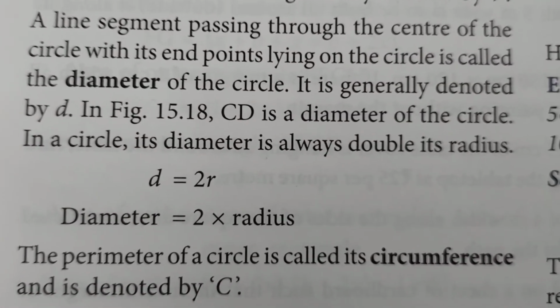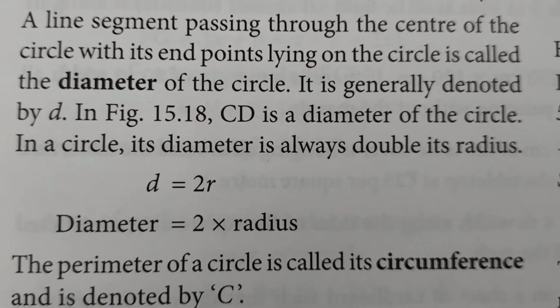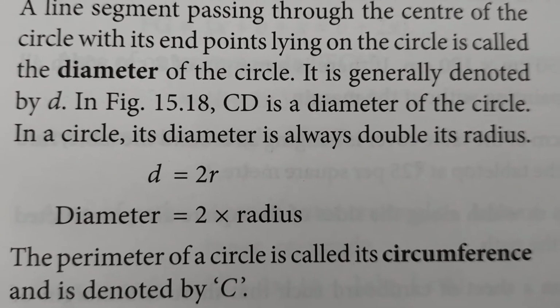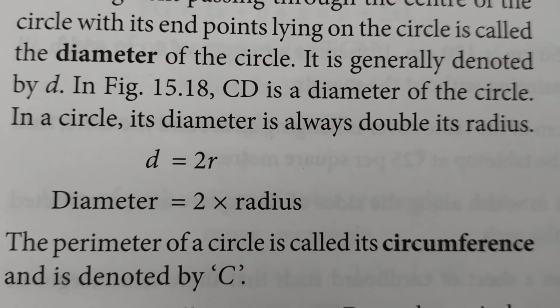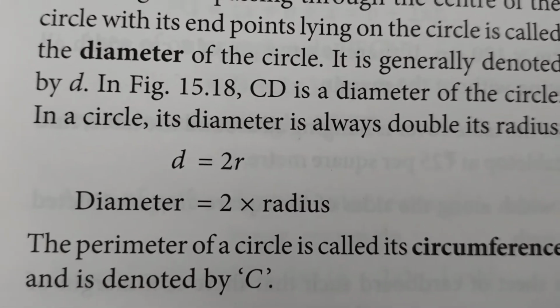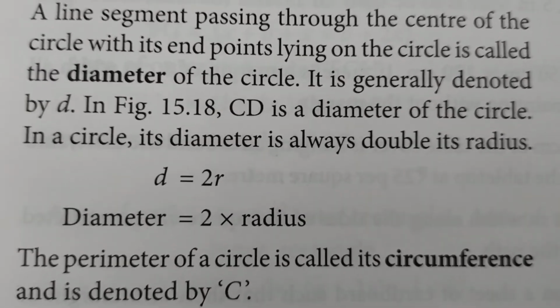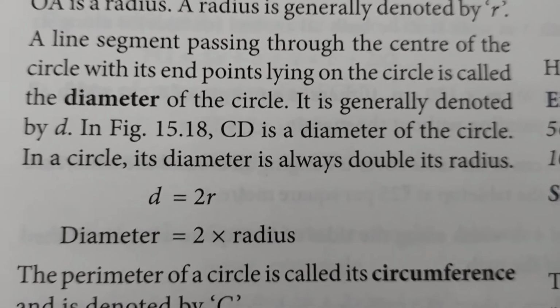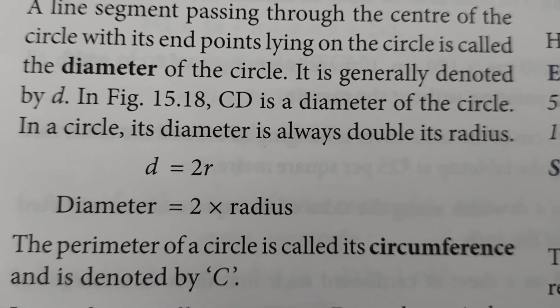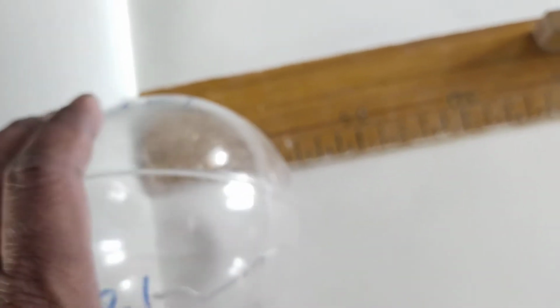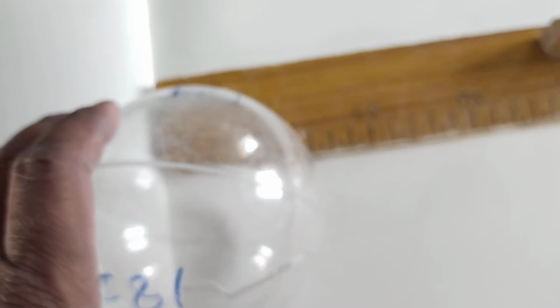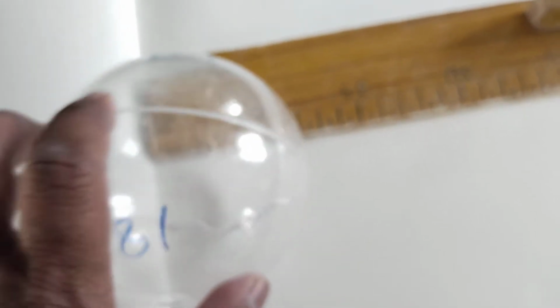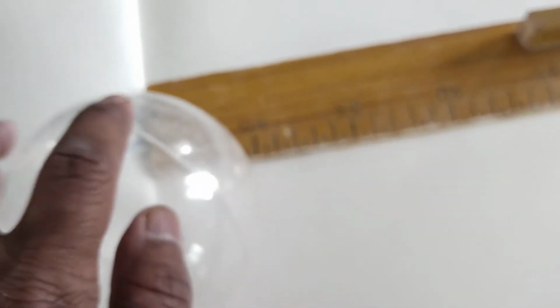The perimeter of a circle is called the circumference, and it is denoted by c. So the total length, the boundary of a circle, is called the circumference of a circle. How to find the circumference of a circle? Let us see a small experiment. Here I am taking a circular shape like a ball. Even you can take a bangle or anything. You see the circle. I am taking the circular region.